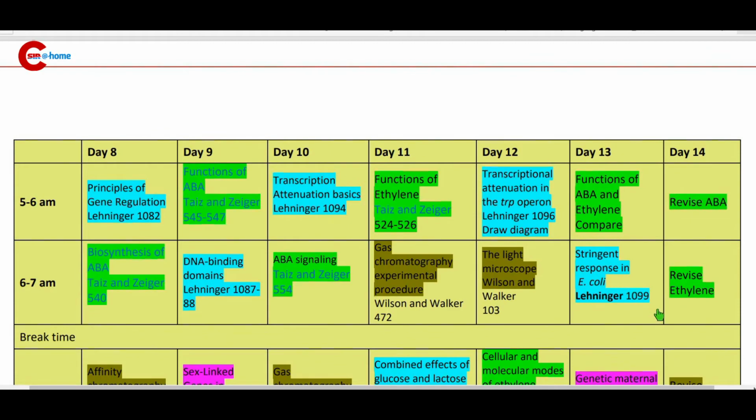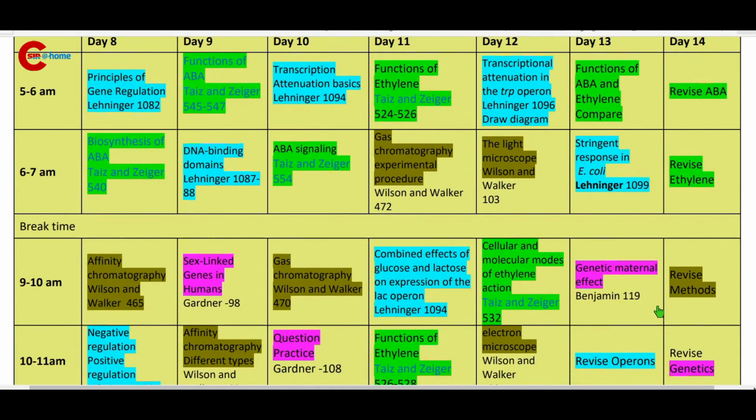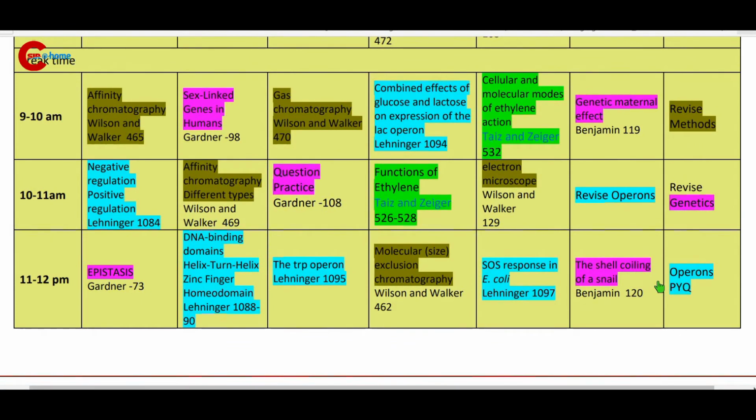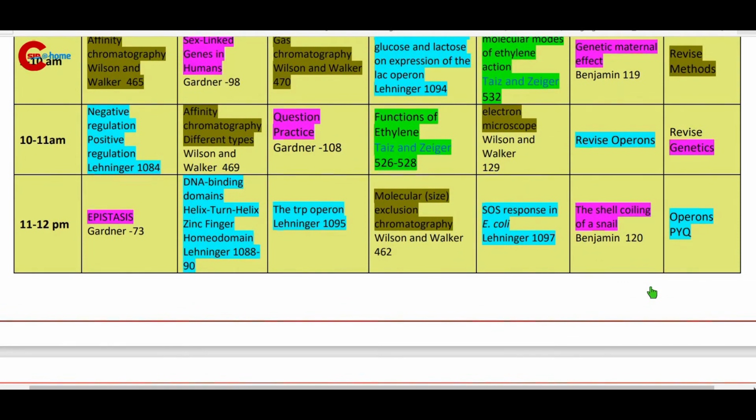Then 9 to 10 a.m. study genetic maternal effect. Then 10 to 11 a.m. revise operons. 11 to 12 p.m. study the shell coiling of a snail. This one is an important topic. The shell coiling of snail, sinistral and dextral.